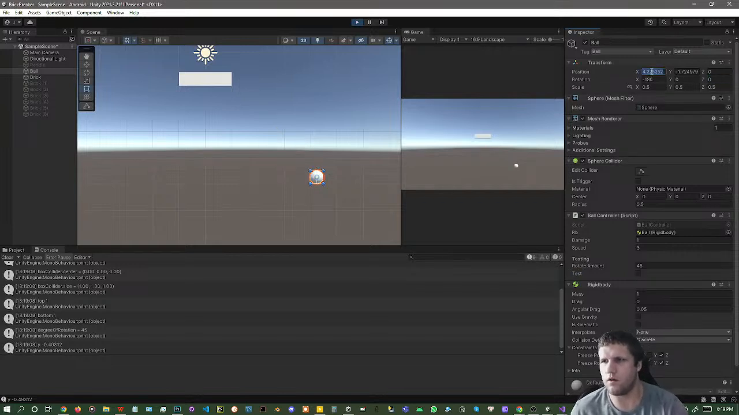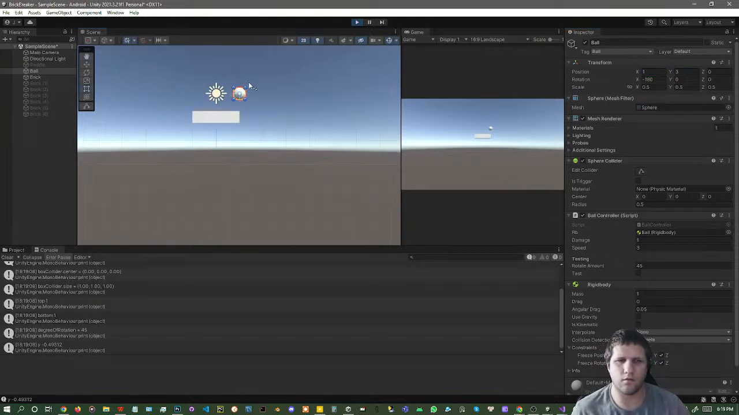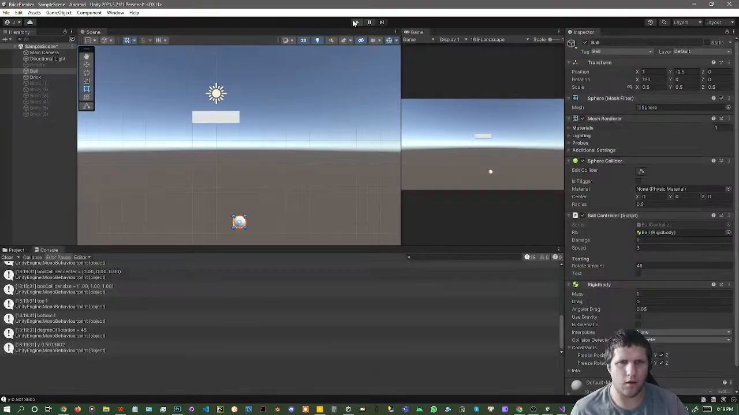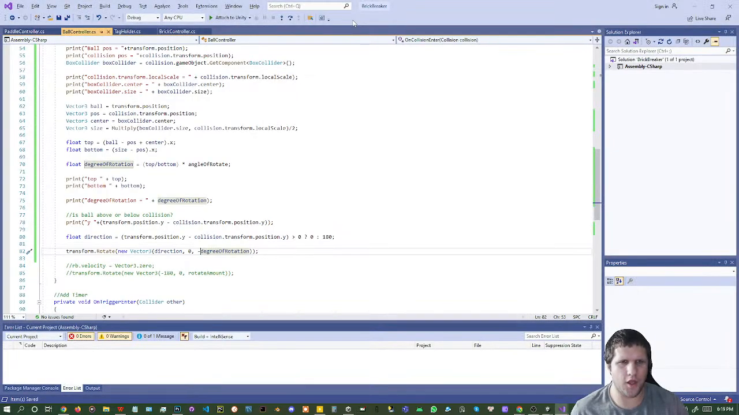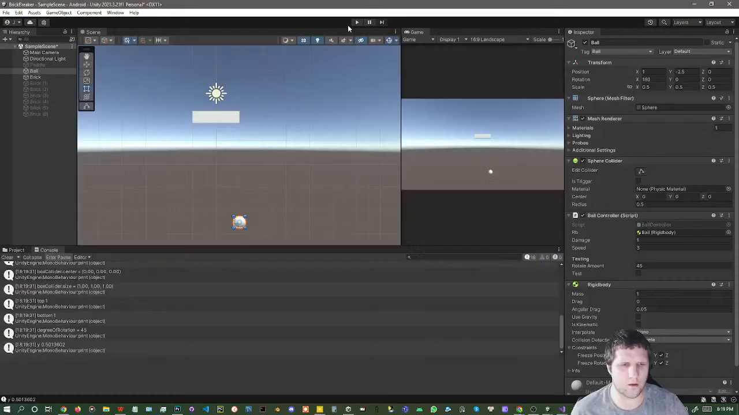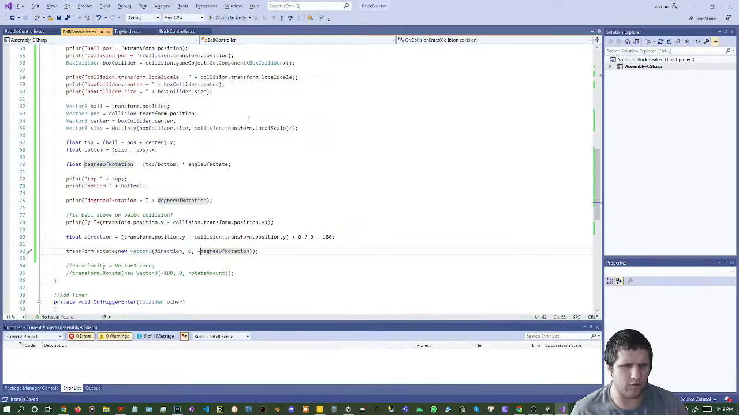0, 1, 3. Now it should go and smack on this, and we want it to go to the right. Okay. Then what is our degree of rotation? 45.